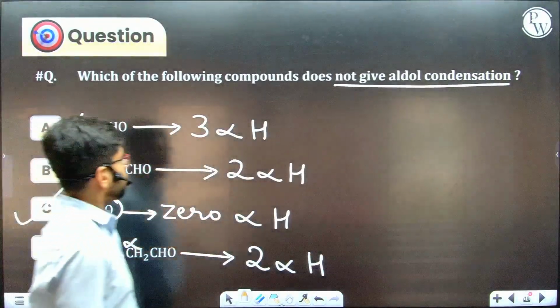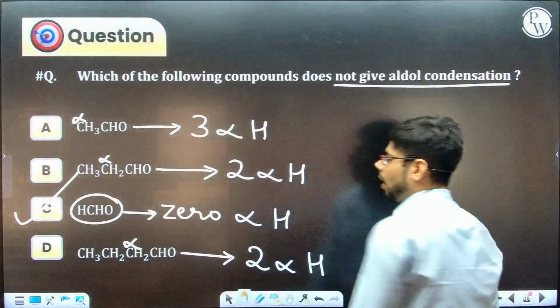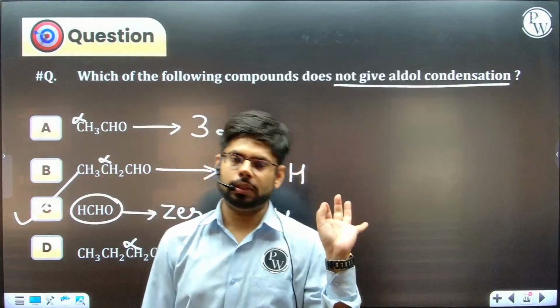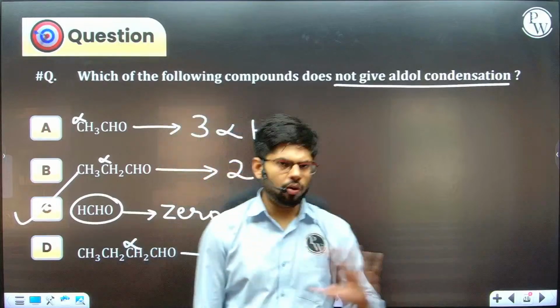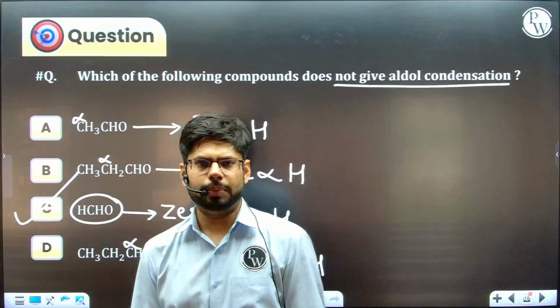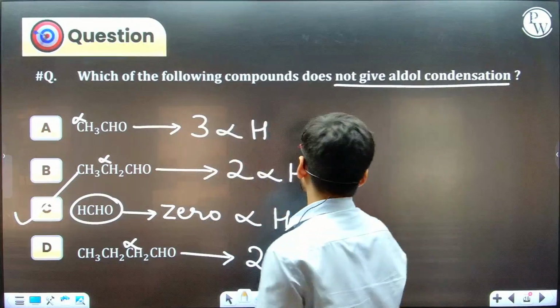C is the answer. Does not give aldol. So how do we check? We don't have to write any reaction. We just need to count the number of alpha hydrogens. If there is no alpha hydrogen, straight away we will say that yes, this will not be able to take part in aldol condensation.